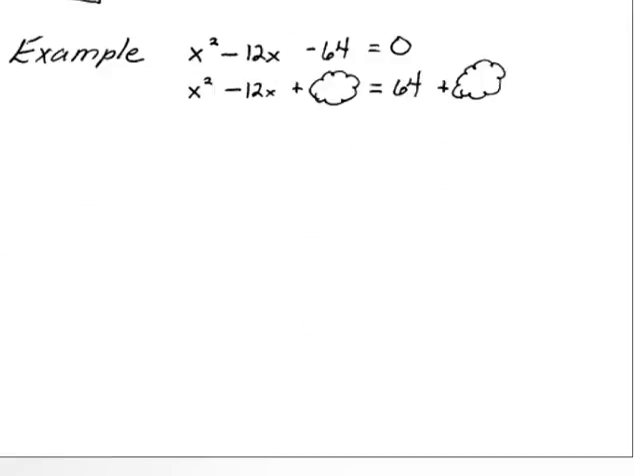So we have x squared minus 12x minus 64. And minus 64, we just don't like it. It's not a perfect square. It's annoying us. And so if it's annoying us, let's shove it to the other side. So if it's a negative 64 over here, what is it when we put it over there? It's a positive 64.